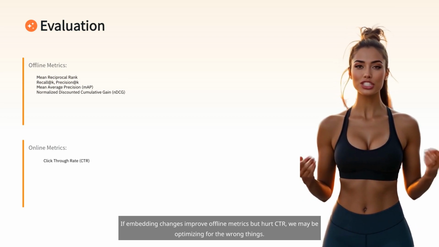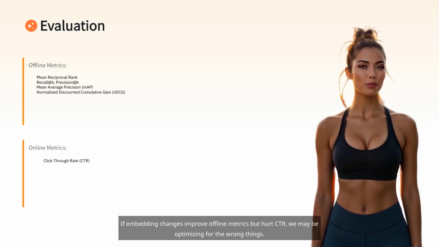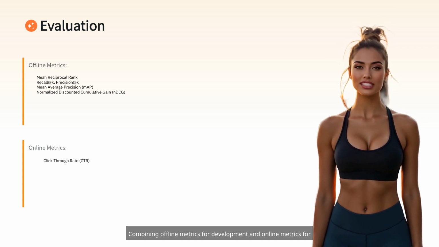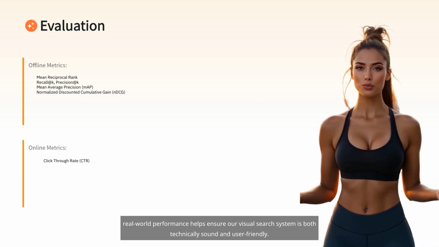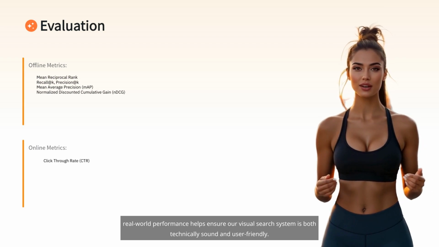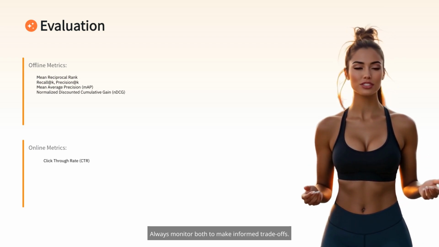If embedding changes improve offline metrics but hurt CTR, we may be optimizing for the wrong things. Combining offline metrics for development and online metrics for real-world performance helps ensure our visual search system is both technically sound and user-friendly. Always monitor both to make informed trade-offs.